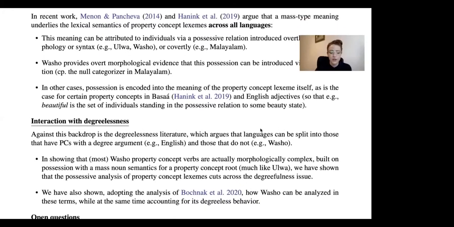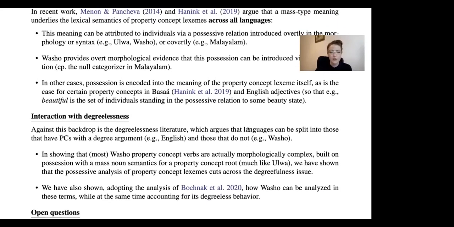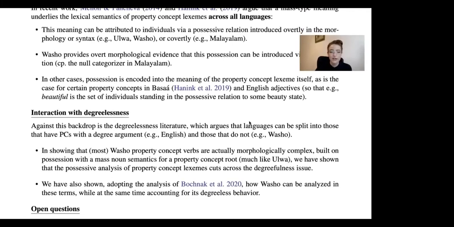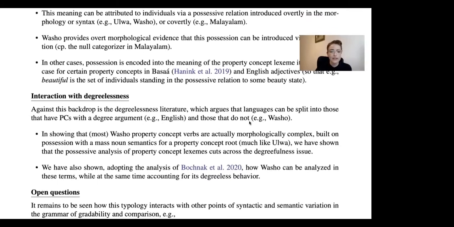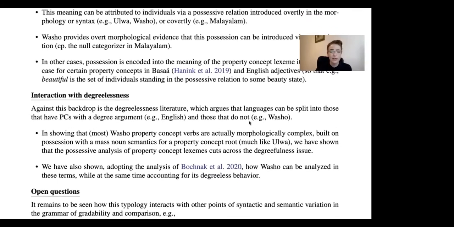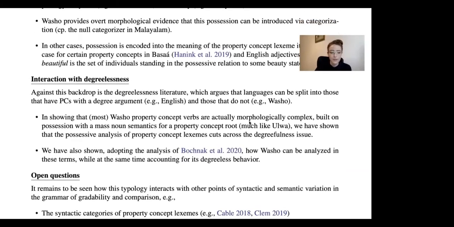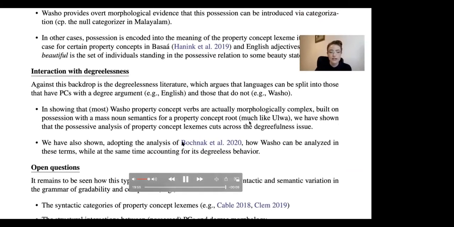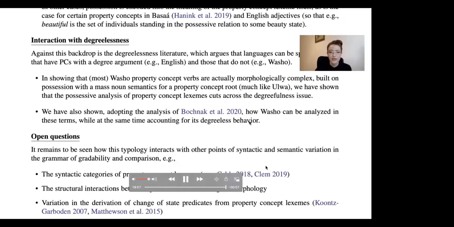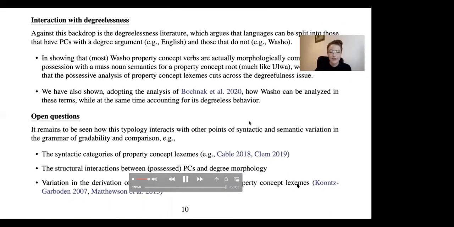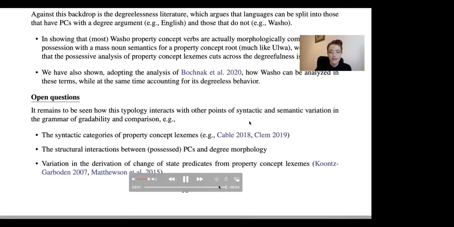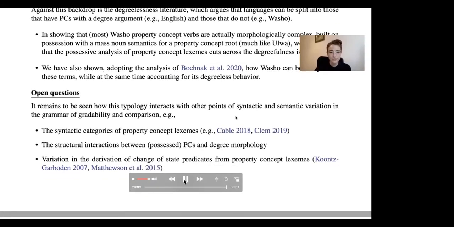Another point has to do with the interaction with degreelessness, right? So possessive predication has been studied, as has degreeful versus degreeless behavior of languages. But Washoe shows that these two properties intersect and opens up a new typological cell in the way that languages express property concepts. Now, there are a lot of open questions to see how our typology interacts with other points of syntactic and semantic variation, but we'll have to leave these for future work. Thank you very much.